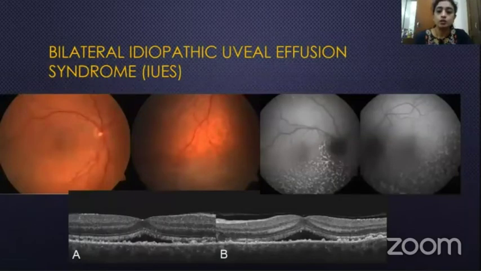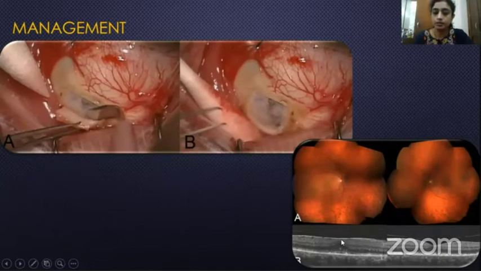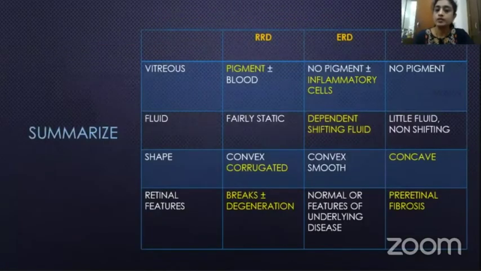Uveal effusion syndrome, the leopard spot appearance with SRF here. OCT confirmed the foveal detachment, and the patient underwent scleral window, which is being done by removing the partial thickness of the sclera. So here there is complete resolution of the SRF. The main differential diagnoses of RD are degenerative retinoschisis, choroidal detachment which will be dome shaped and brown in color, and uveal effusion syndrome. This is to summarize the salient features of Reg RD, exudative RD and TRD.